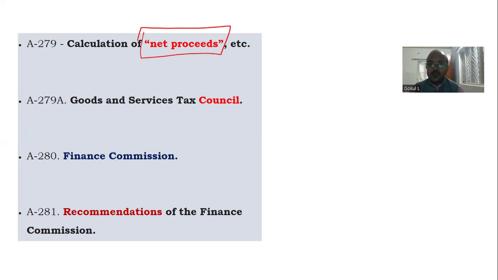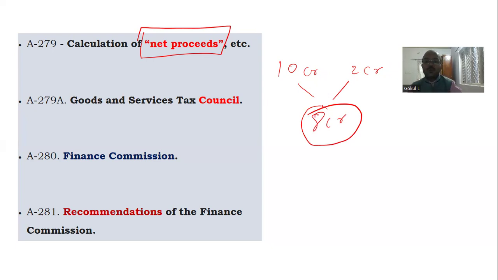Net proceeds is nothing but the amount which the government at the end has. For example, let us assume it has collected 10,000 crores. To collect the 10,000 crores, it has spent 2,000 crores. What is the remaining? 8,000 crores. 8,000 crores is the amount which is with the government. 2,000 you are removing because it has been spent. How has it spent? On the administration.